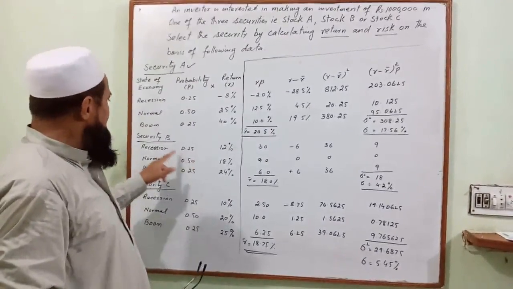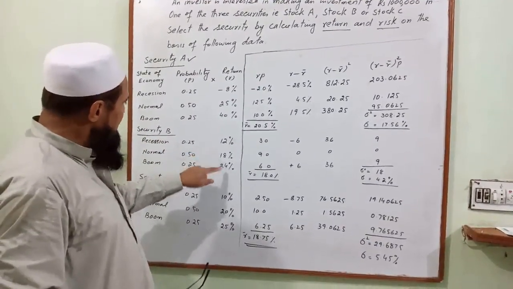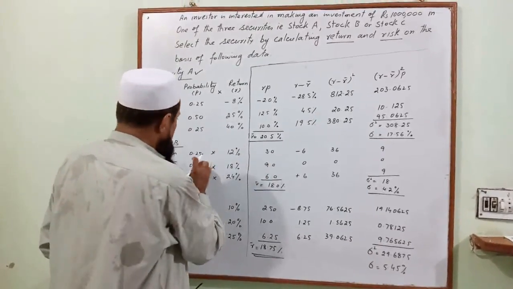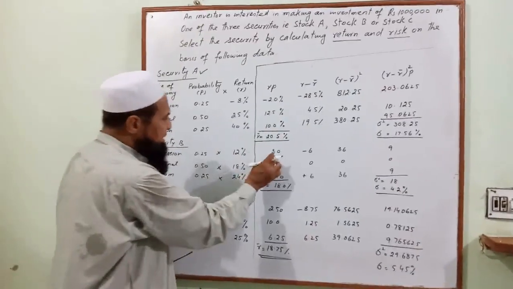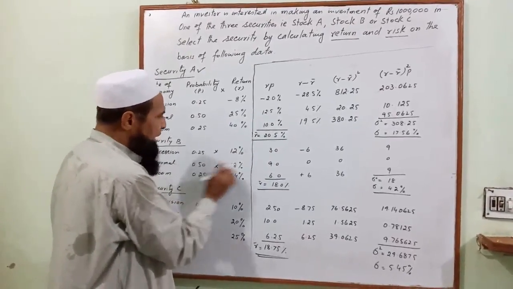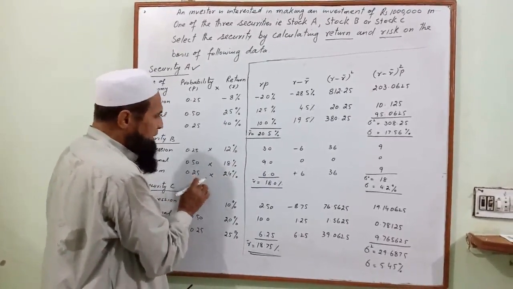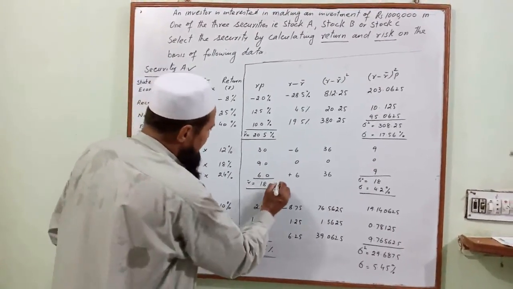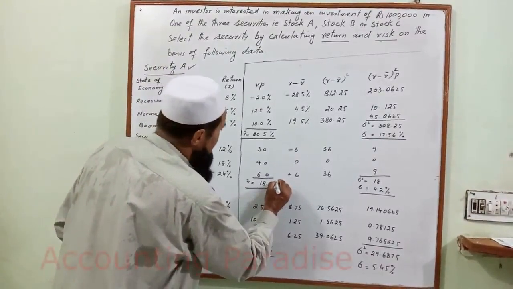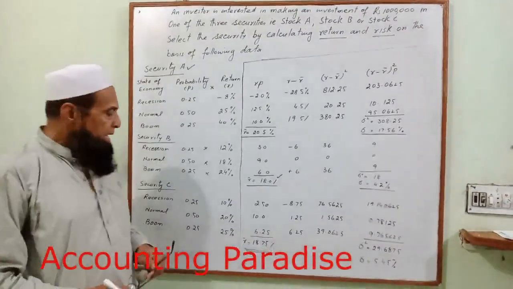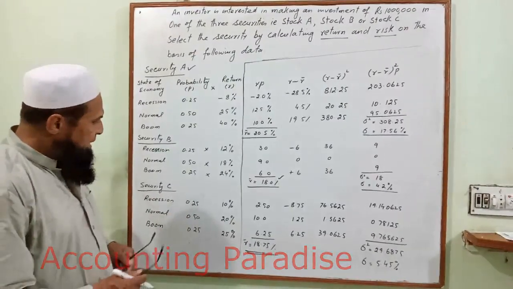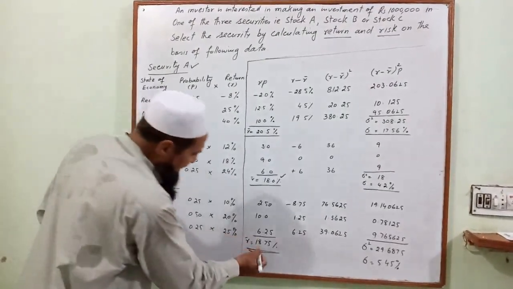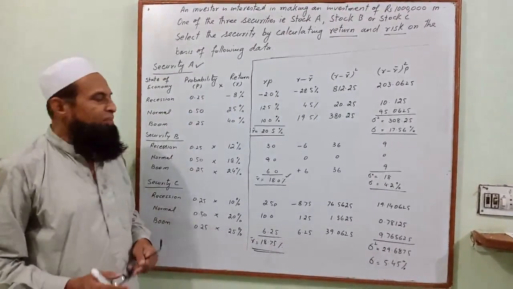In the same way, for security B, the same procedure: when we multiply these, 12 into 0.25 is equal to 3, 18 into 0.5 is 9, 24 into 0.25 is 6. When we total it, it is 18. That is the return in case of security B. In case of security C, these returns are multiplied by the probabilities and we get 18.75.